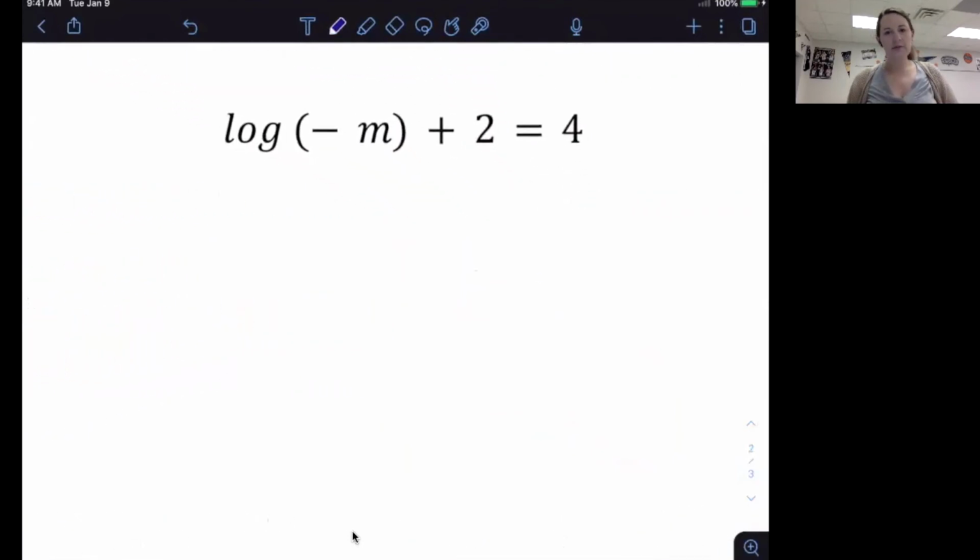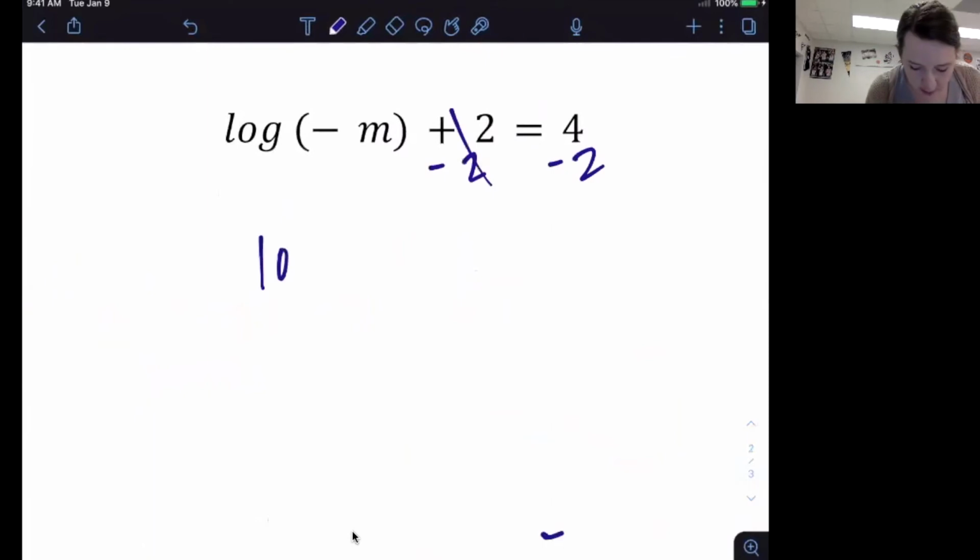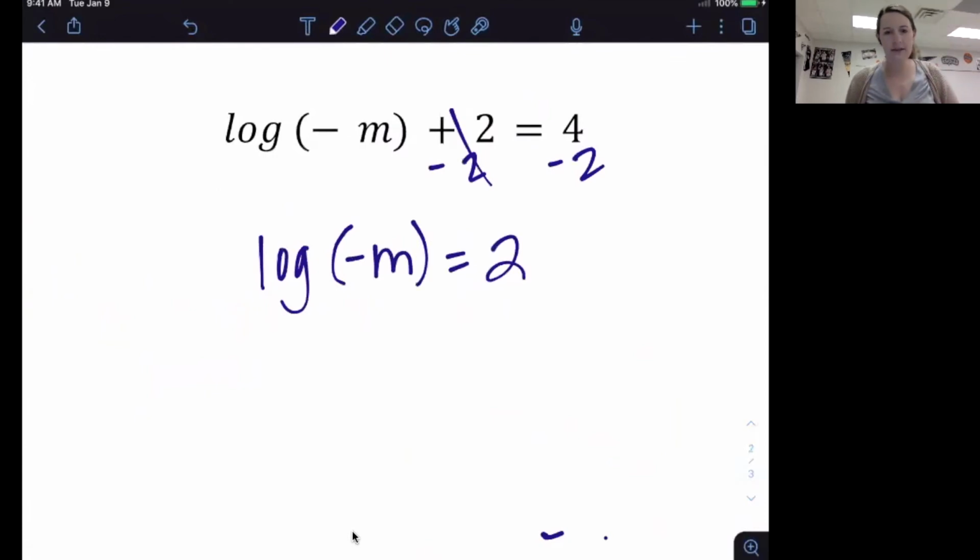Okay, this next one we have log of negative m plus 2 equals 4. So the first thing I'm going to do is isolate my log by subtracting 2. So I have log of negative m equals 2. And at this point, we're going to change it into exponential form because I don't have 2 logarithms in the same problem.